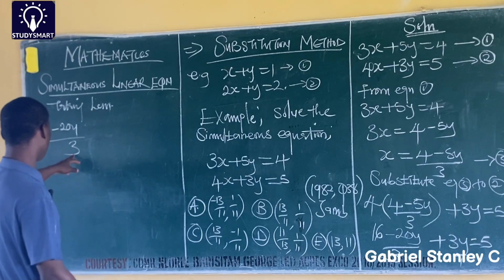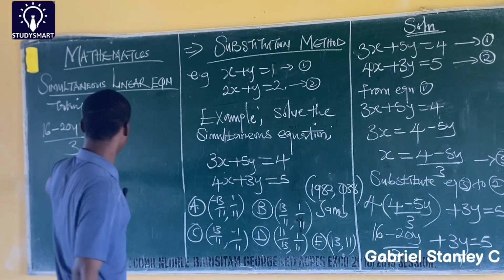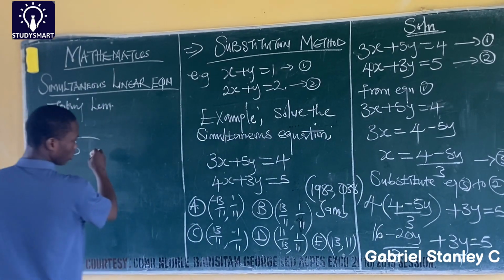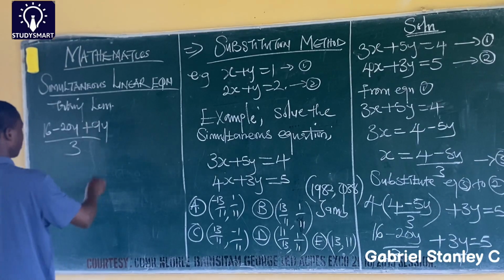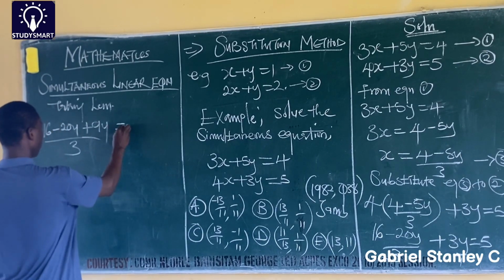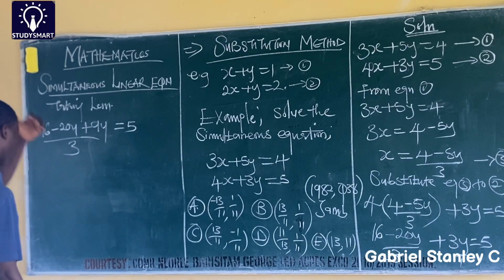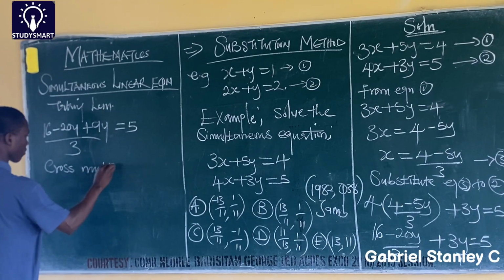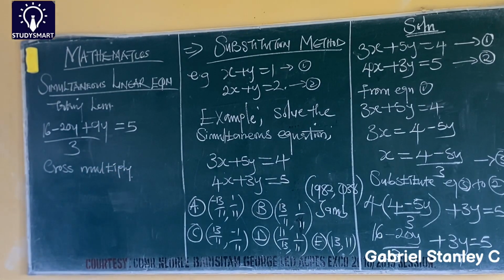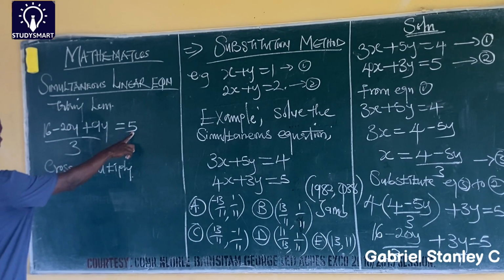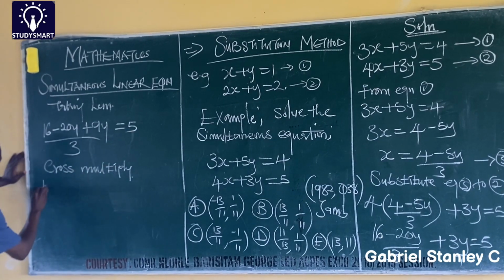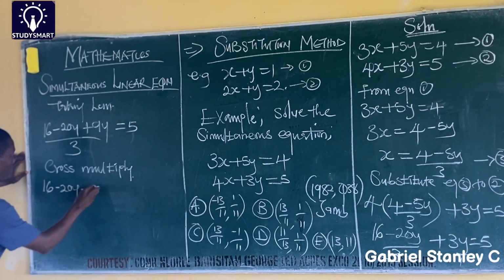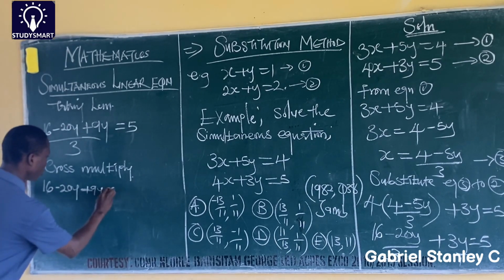That's over 1. So 3 divided by 1 is going to give me 3. Then multiplied by 3, which is going to give me plus 9y. Alright? Then equal to 5. So from here I can now cross multiply. If I cross multiply, I'll be having 16 minus 20y plus 9y, right, equal to 15.